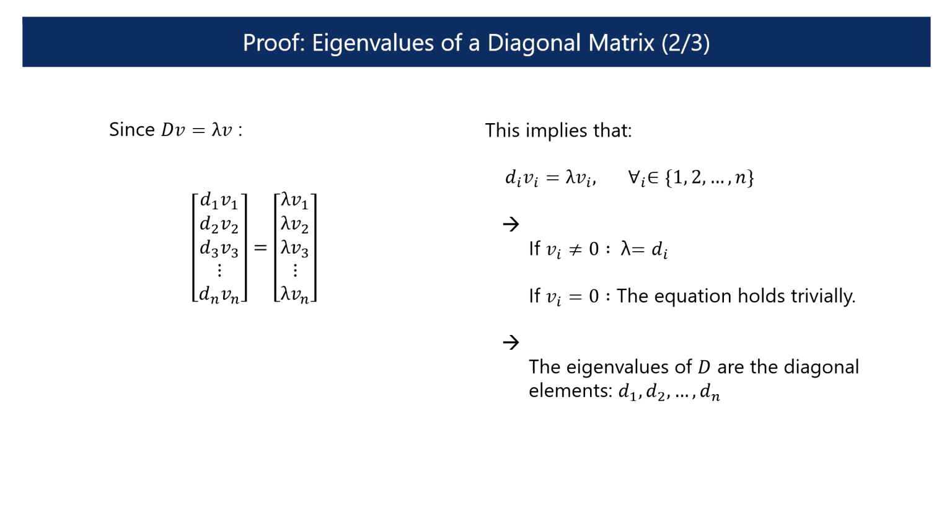This implies that each component satisfies the following equation. So, if vi is not equal to 0, lambda equals di. And if vi equals 0, the equation holds trivially. Thus, the eigenvalues of diagonal matrix D are the diagonal elements d1, d2, ..., dn.